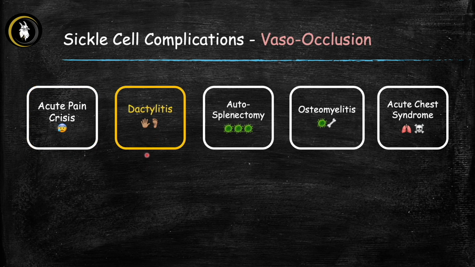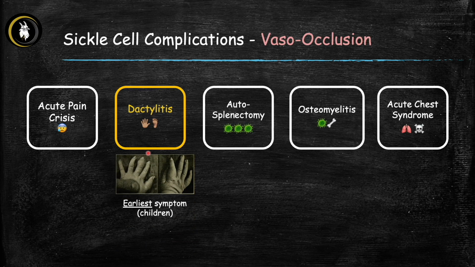Next is dactylitis. This is painful swelling of the hands and feet, and it's caused by vaso-occlusion affecting these areas. So a typical exam question would show you a picture of swollen fingers like this. And the key to remember here is that it's usually the earliest clinical manifestation of the disease. So it's most commonly seen in children and often as their first presenting sign of having sickle cell disease.